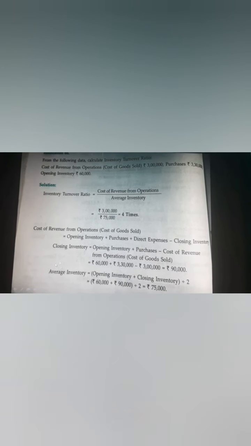For that we can use the previous formula, that is cost of revenue from operation is equal to opening inventory plus purchases plus direct expenses minus closing inventory. This formula can be used to calculate closing inventory. Putting closing inventory on the left hand side and the other items together, that is opening inventory plus purchases minus cost of revenue from operation. Here in this question direct expenses are not given, so no need of that item. With the required items you will calculate the value of closing inventory, that is 90,000. Put that amount in the formula for average inventory, that is opening inventory plus closing inventory divided by 2. You will get 75,000. Put this 75,000 over here. Divide the value. You will get 4 times.